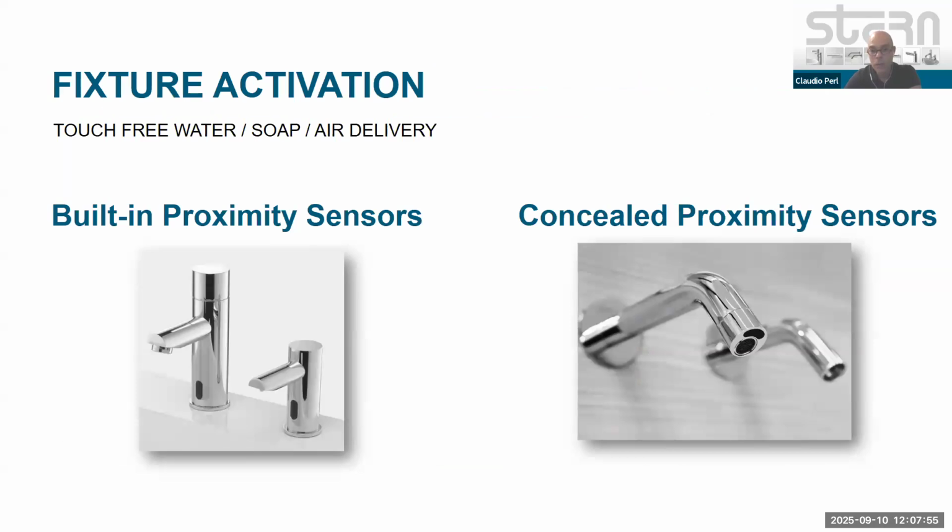When it comes to fixture activation, there are two separate groups where you can find this infrared technology. The built-in proximity sensors, where the sensors are built within the body of the product, or concealed proximity sensors, where the sensors are concealed within the spout of the product. This creates a better user experience for the customers. They just approach their hands to the spout, the water flow starts, and it creates a better feeling for the users, avoiding, of course, unnecessary queues in commercial bathrooms.